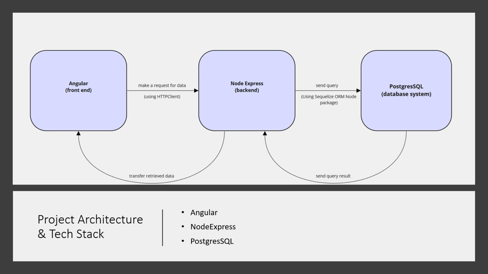The Angular frontend will be used to capture user input for searches using HTTP requests to communicate with our Node Express backend. From there, Node will send the user's queries to the database system using the Sequelize ORM Node package. Once the data is received from the query, it will be sent back to the backend and displayed on the front end in a user-friendly format.